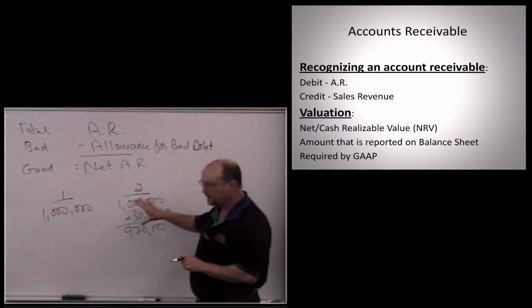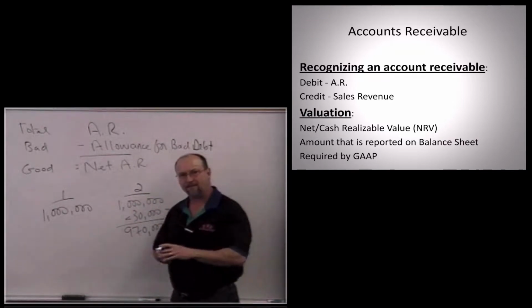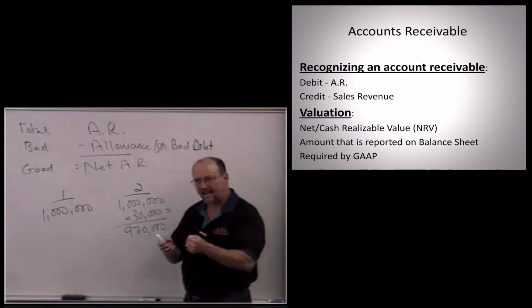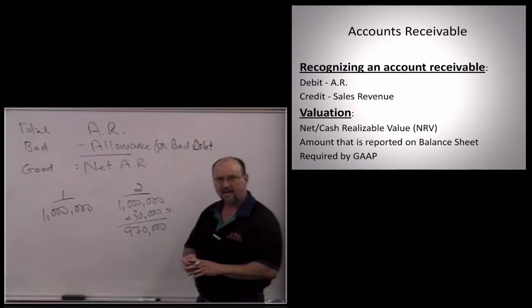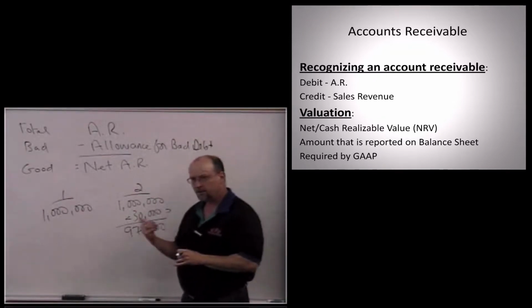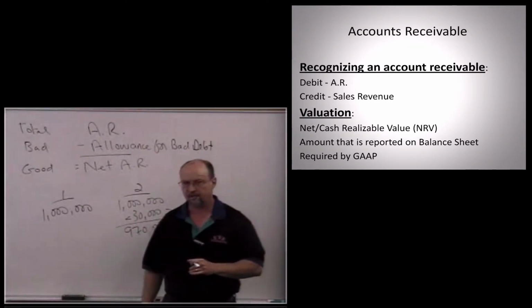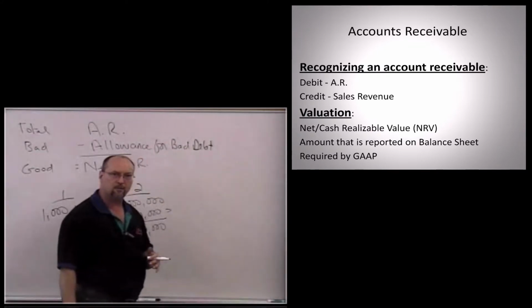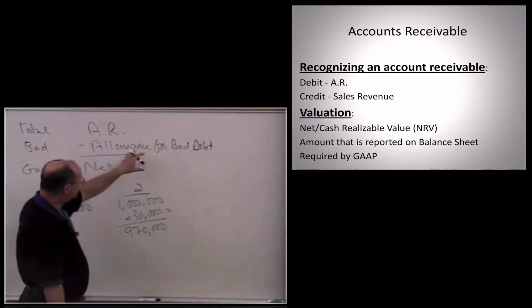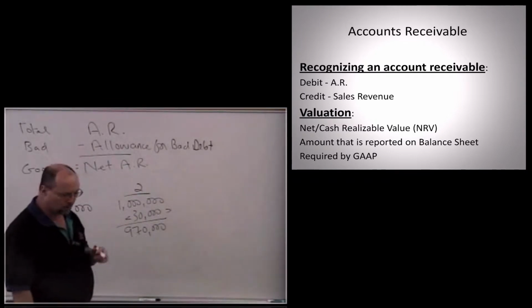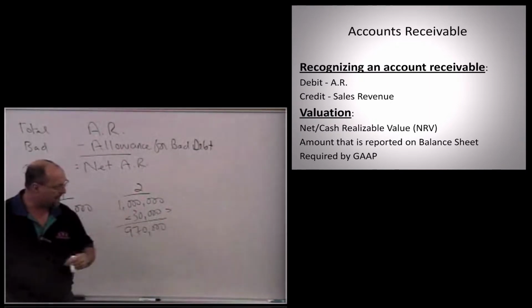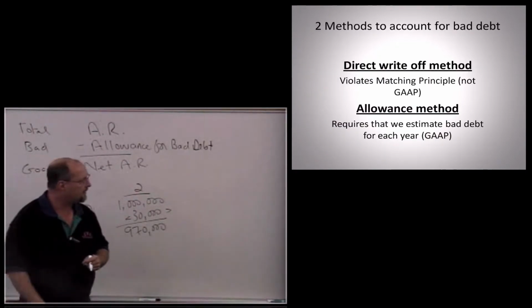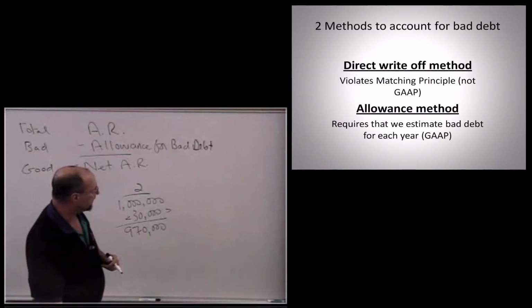This is more reliable information, and it builds confidence in the people who look at our financial statements, the people who we call the users of our financial statements. For this reason, GAAP, generally accepted accounting principles, requires us to report accounts receivable at the net realizable value after we've subtracted uncollectible accounts or bad debt. Okay, and notice on the balance sheet, we have to report AR at net realizable value.